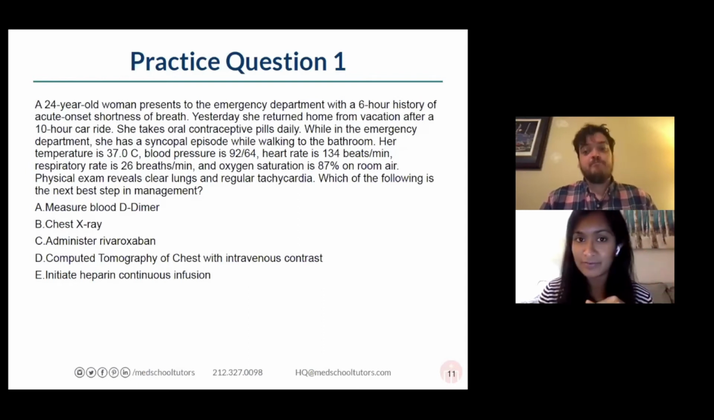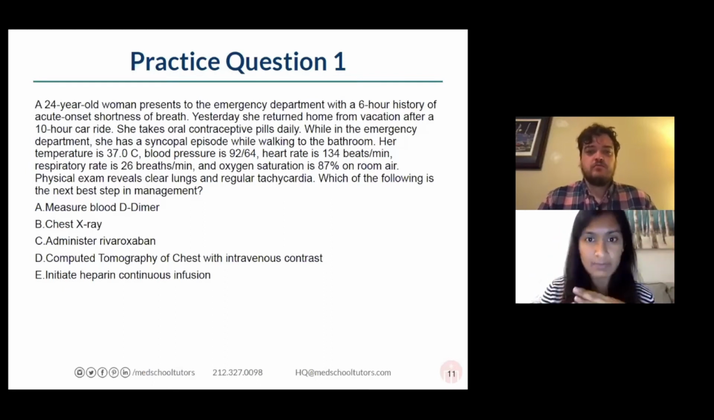Feel free to throw out there: 10-hour car ride, prolonged period of immobility. A lot of people are already saying it. So pulmonary embolism, exactly, right? Acute onset shortness of breath after a period of immobility, always think about PE. Excellent. This is already in my mind. She takes oral contraceptive pills daily. Okay, further solidifying for me, yes, PE. This makes sense. I feel good about this.